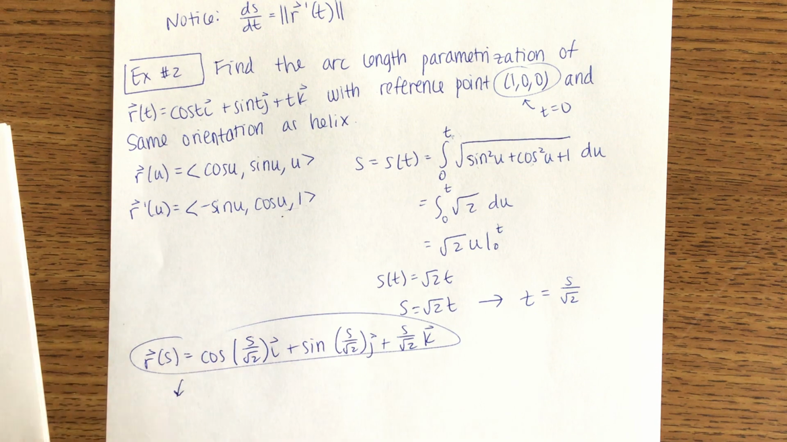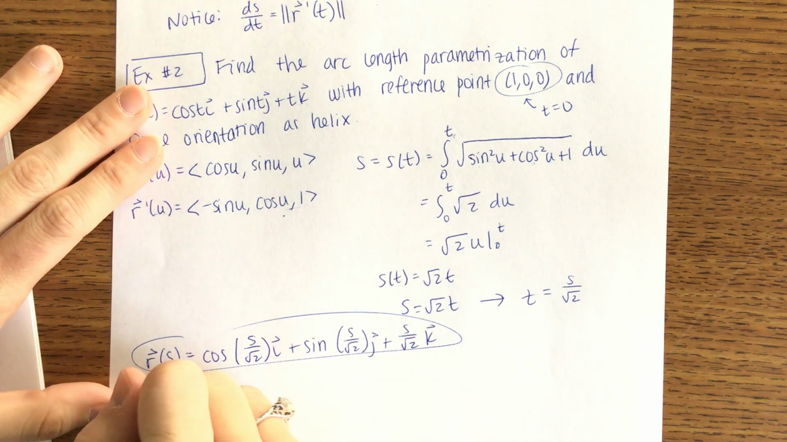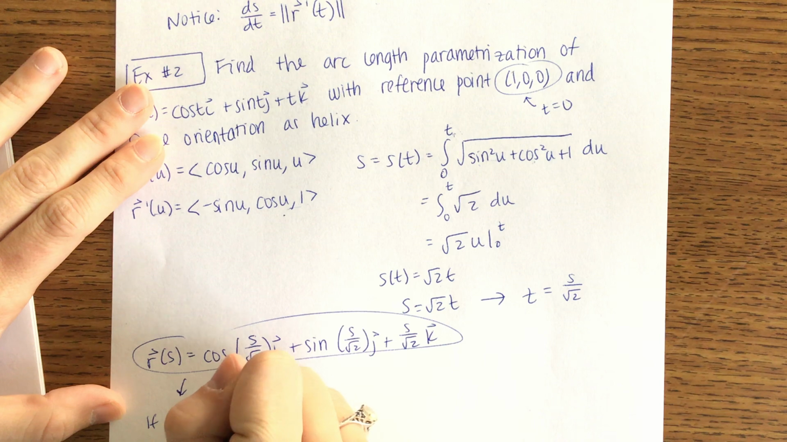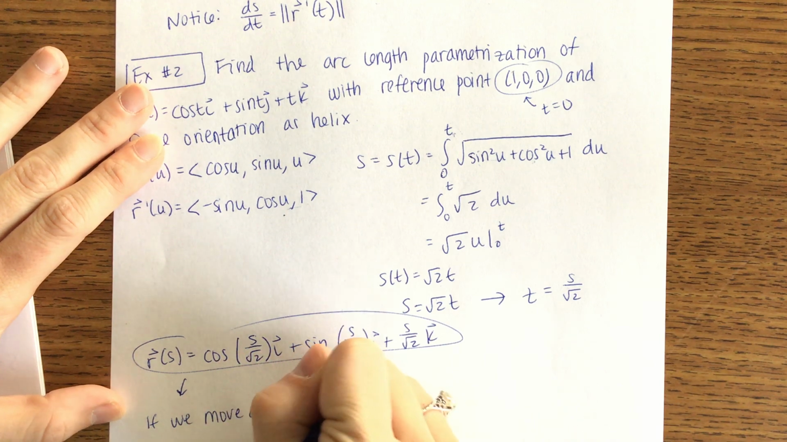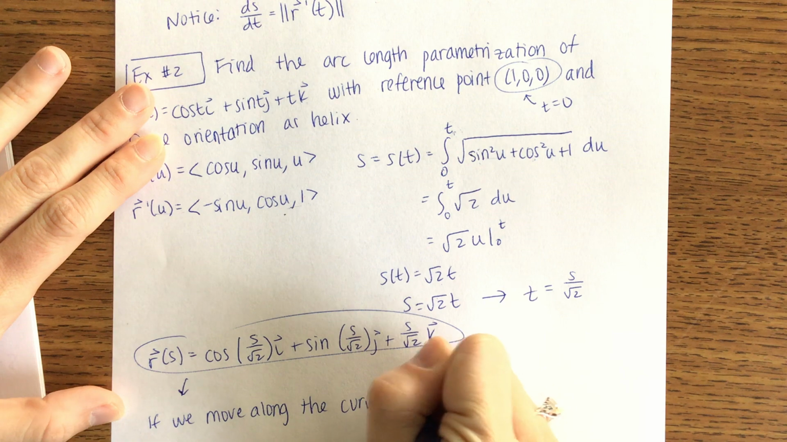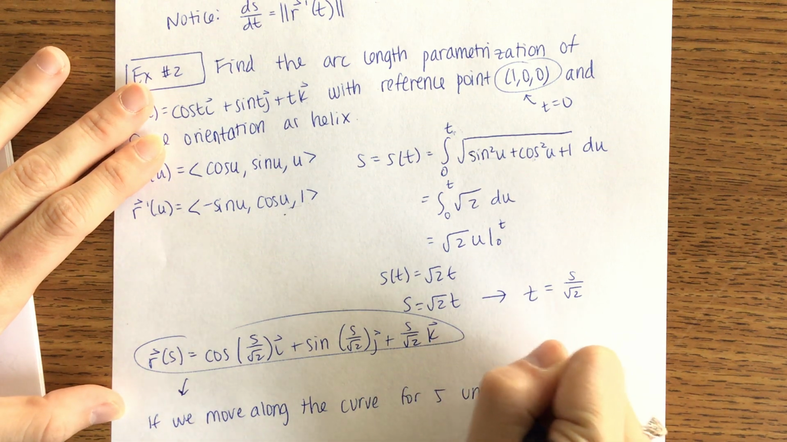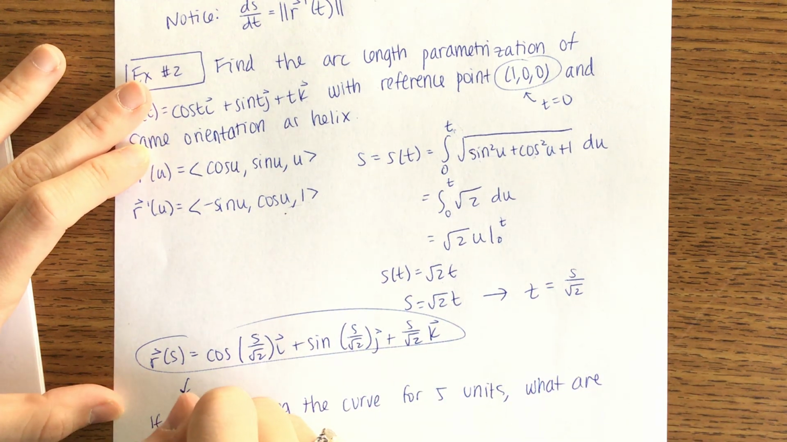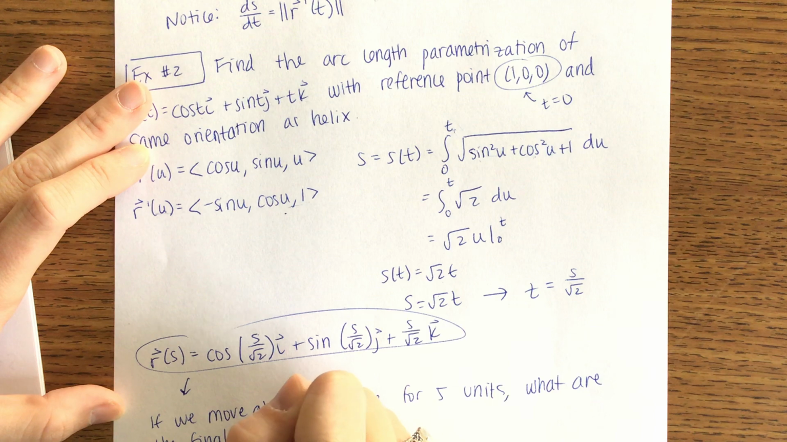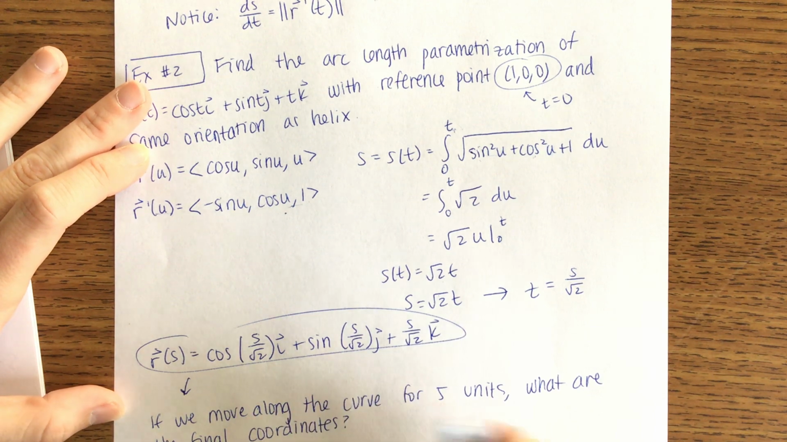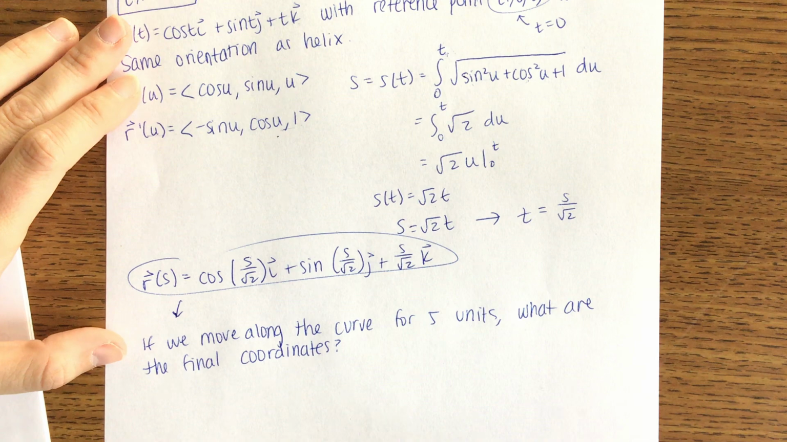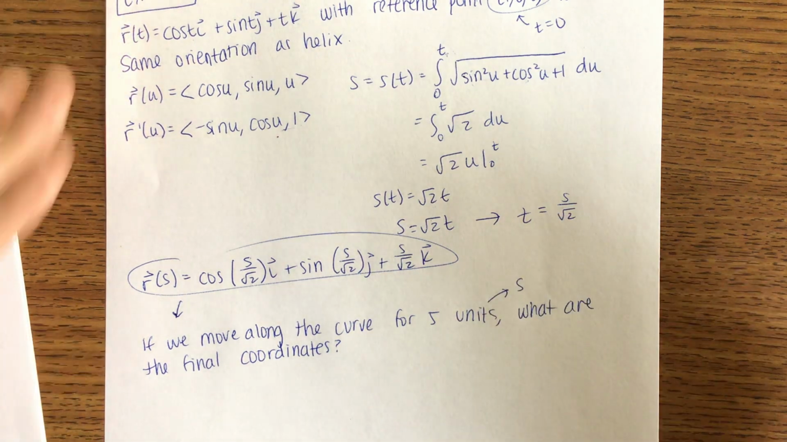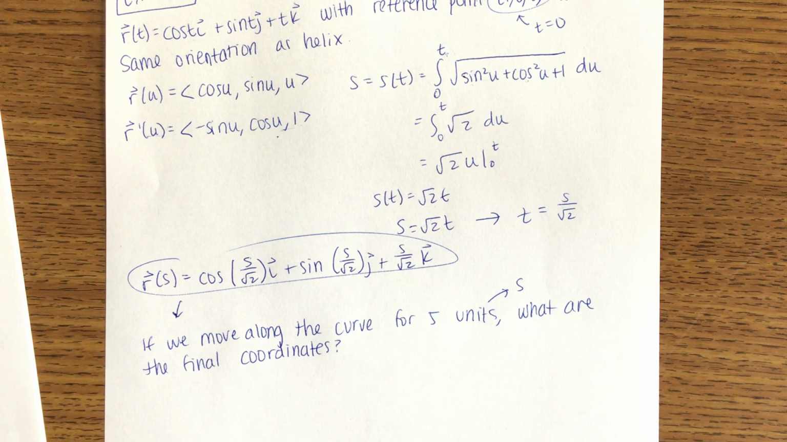The other thing we want to talk about is, why is this more helpful than the other one? Generally a follow-up question here would be, if we move along the curve for 5 units, what are the final coordinates? Those units refer to s, the arc length. So if I look at whatever the arc length is, and I go along 5 units along the curve, where am I going to be?